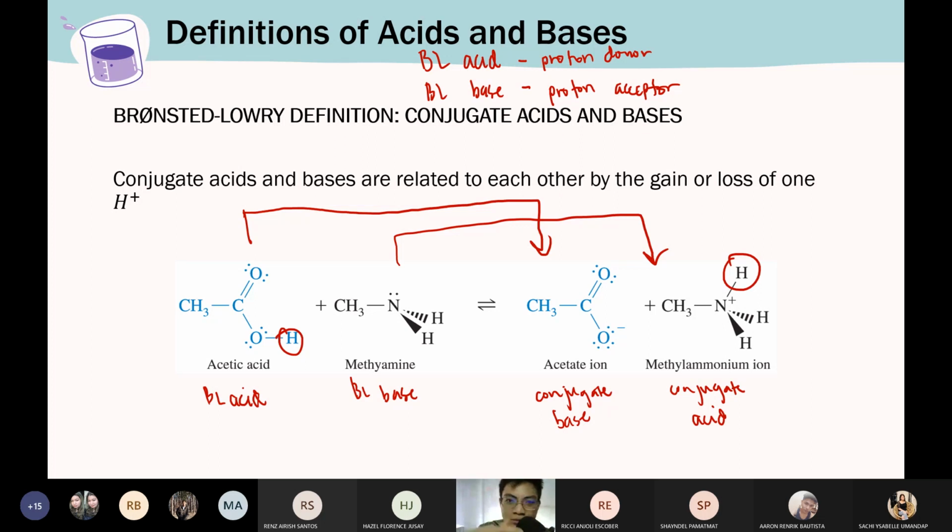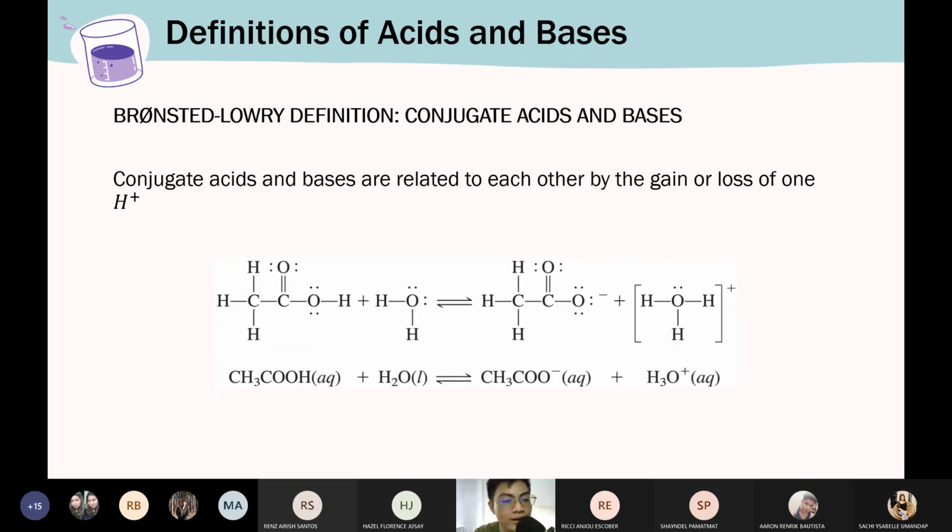So, if babaliktarin mo yung reaction, sino magbibigay ng H? Sino tatanggap ng H? Okay? So, if you do the reverse reaction, yung acetate, nadagdagan ng H. So, siya yung conjugate base. Also, in the same reverse reaction, yung methyl ammonium ion, siya yung nawalan ng H. So, siya yung conjugate acid. Okay? Basta may sinabing term na conjugate, babaliktarin mo yung isip mo, as if the reaction is reversed. Okay? Ayan. Another example.